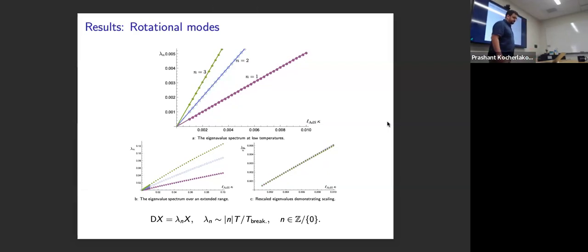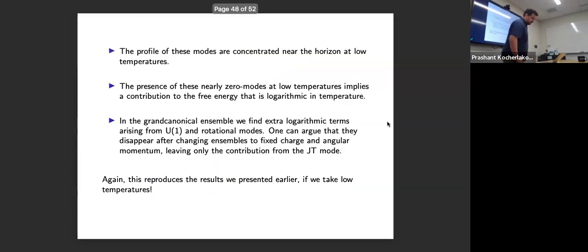And then we can also consider fluctuations that are not spherically symmetric, that have some spin, let's say, in the metric, and those correspond to the rotational modes, which again behave precisely the way that you would expect from this earlier analysis in the throat. So the profile of these modes are concentrated near the horizon at low temperatures. I'm not showing it to you, but you can plot them and see that the curve is essentially the same as what I showed you from BTZ.